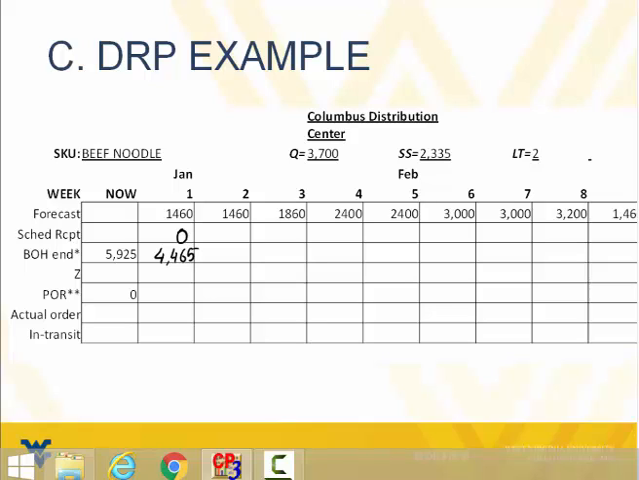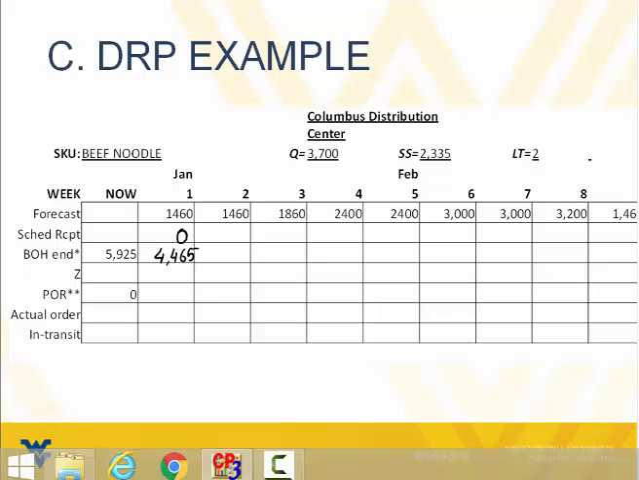So, what is our Z now? Our Z is our balance on hand plus any scheduled receipts that we're getting minus our lead time demand. Our lead time is 2 days, which means we'll get any orders that are placed in 2 days. So if the order is coming in the third period, because the lead time is 2 days, we want to make sure that we cover enough demand for those 2 days. So we look at our forecast for those 2 days.